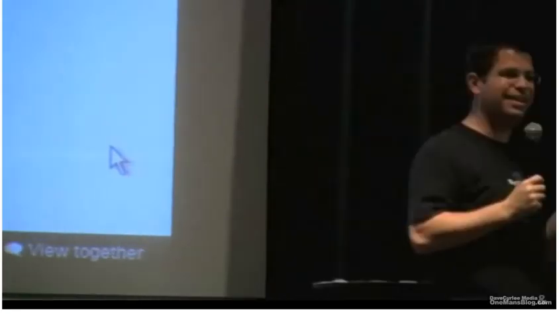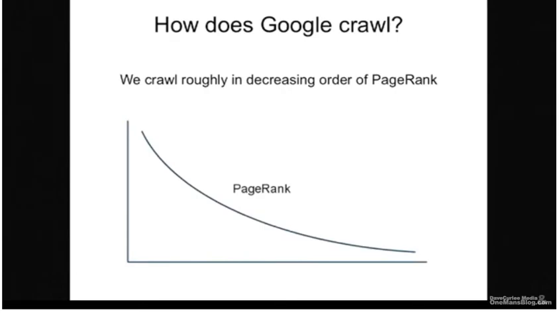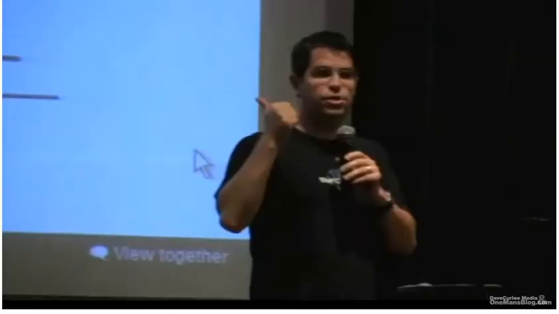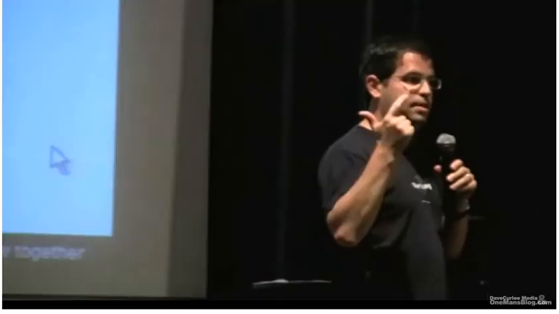But before we talk about how you can rank higher in Google, we need to learn a little bit about how Google works. And it's not that complicated. We crawl roughly in order of PageRank. That means the more PageRank you have, the faster you're likely to be found, the deeper we'll crawl on your site, the more often we'll visit your pages to see if they've been refreshed.